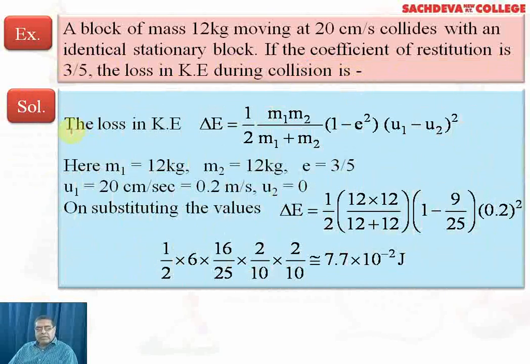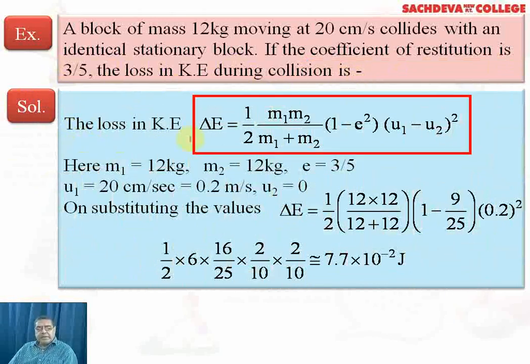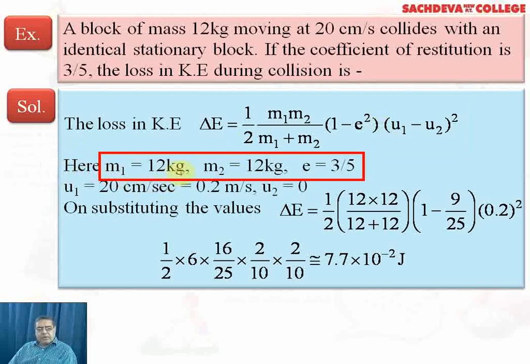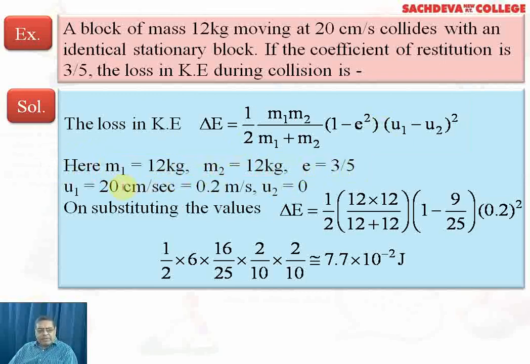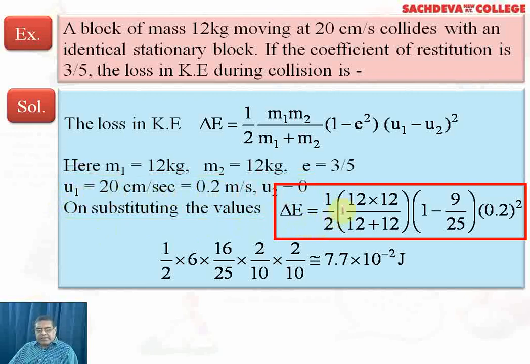So in order to find the loss, we proceed as follows. Delta E, that is the loss in energy, equals half M1 M2 over M1 plus M2 into (1 minus e square). This formula we have derived earlier, and it is multiplied by (U1 minus U2) the whole square. Here M1 is given to us as 12 kg, M2 is also 12 kg, masses are equal, and e is 3 over 5. U1 is given as 20 centimeters per second, equivalent to 0.2 meters per second, and U2 is equal to 0.